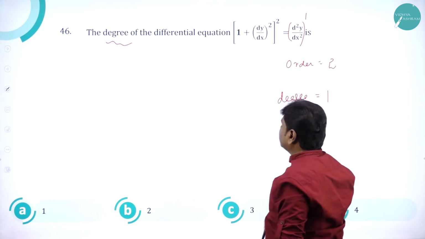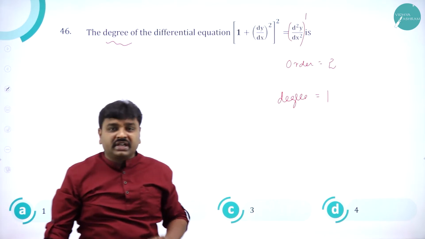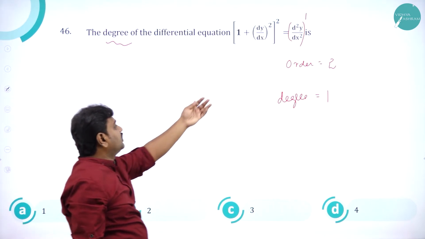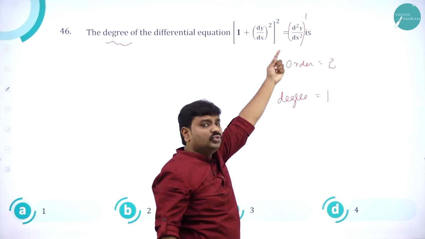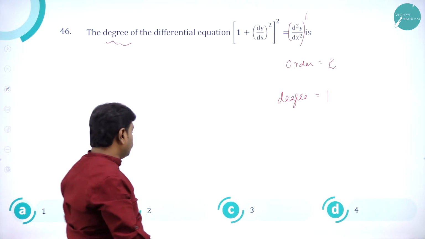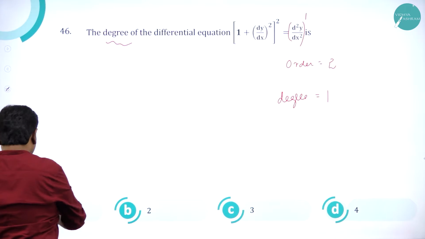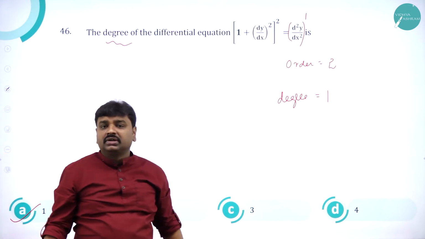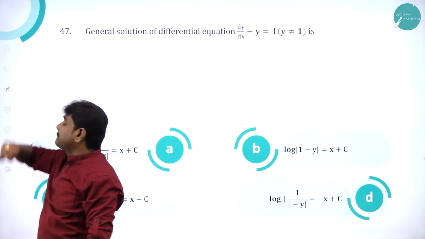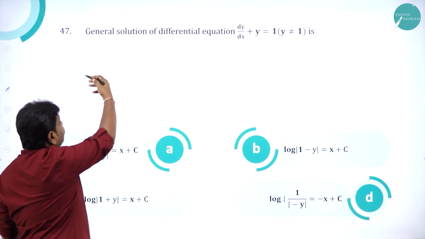What is the degree? It is the highest power of the ordered term. The ordered term is d square y by dx square. The order is 2, its power is 1. So the degree is 1. Option A, a simple and direct question. Then, let us start with the 47th question.